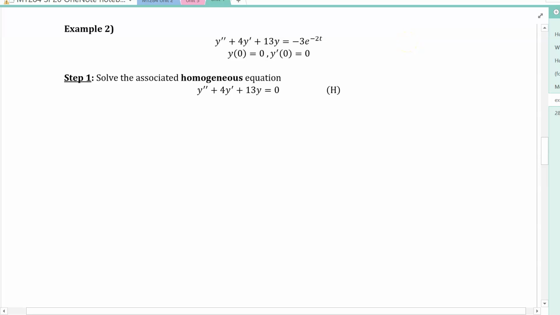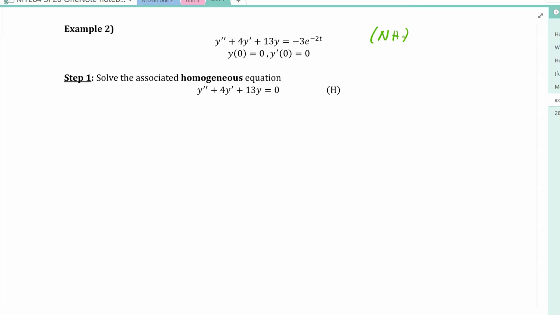Alright, in this next video we're going to do another example using the method of undetermined coefficients to solve a non-homogeneous second order differential equation. Again, we call one non-homogeneous, and I'm using the notation NH to denote that, if you have a forcing function on the right hand side and all the other terms involving the unknown function y on say the left side. So our forcing function for this example is negative 3 e to the negative 2t.